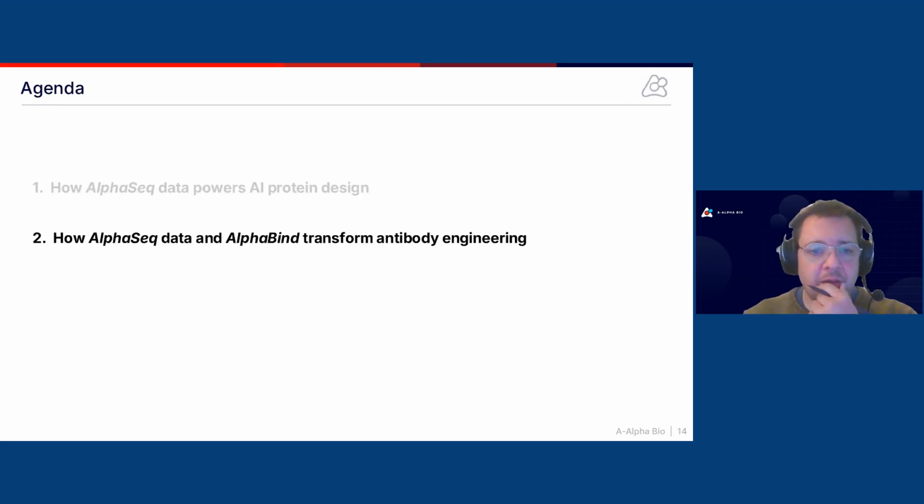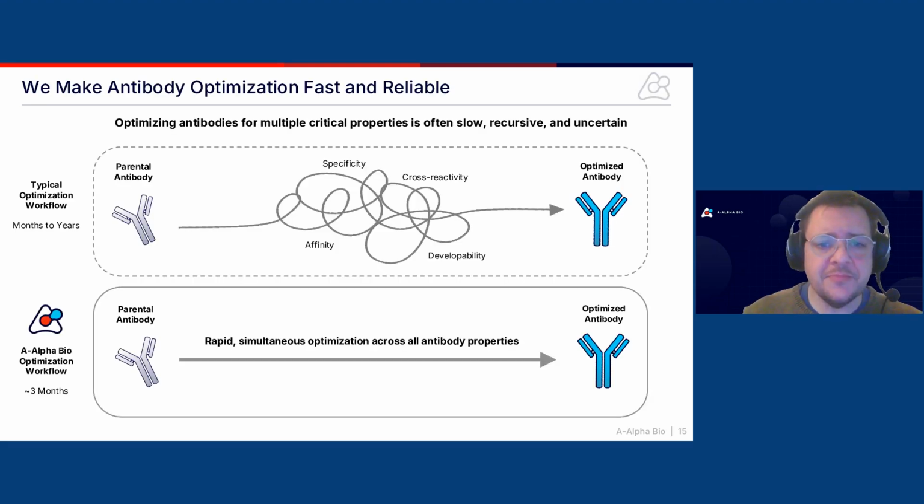All right, now I'm going to briefly talk about how we put AlphaSeq and AlphaBind together for one of the most common things we work on, which is antibody optimization. So again, here, the traditional path is kind of a winding and circuitous path where we start with an initial hit.